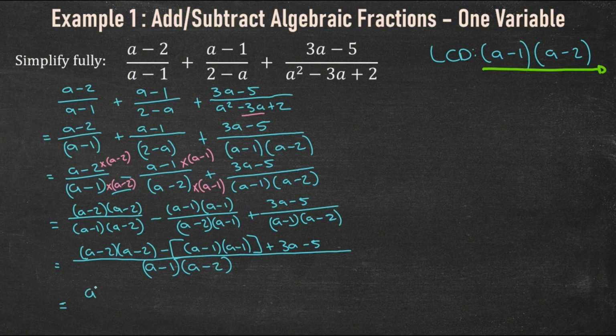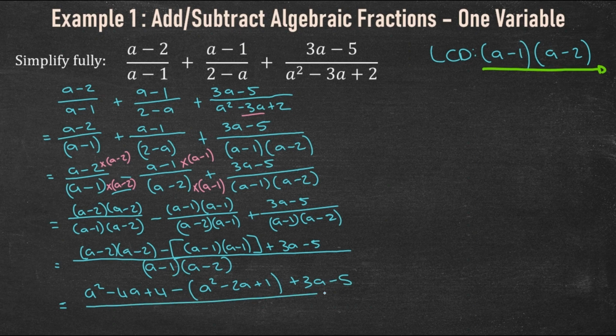So we've got a squared minus 4a plus 4 minus. Now be careful. We still have this bracket and then these two binomials inside the bracket. So I'm going to keep my rounded bracket and I'm going to square these two binomials. So it's a squared minus 2a plus 1. Again, if you don't know how to do it, you can use the FOIL method. And let's say plus 3a minus 5. And do not forget to add your denominator.